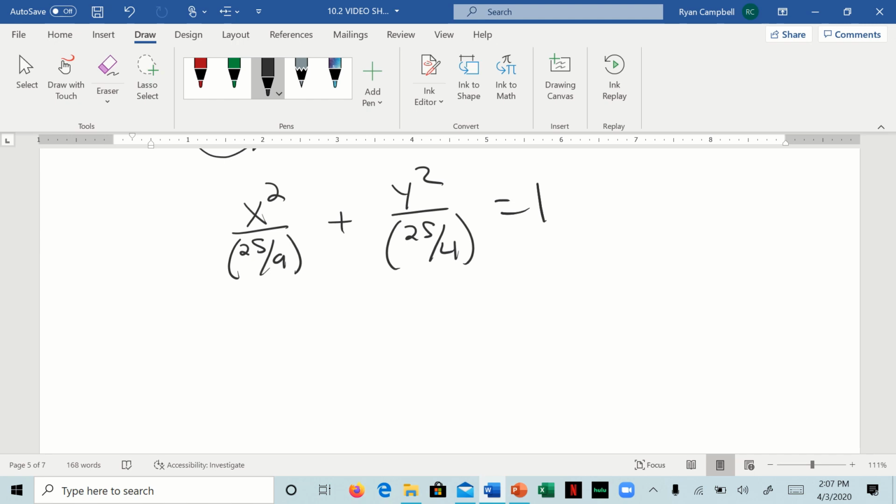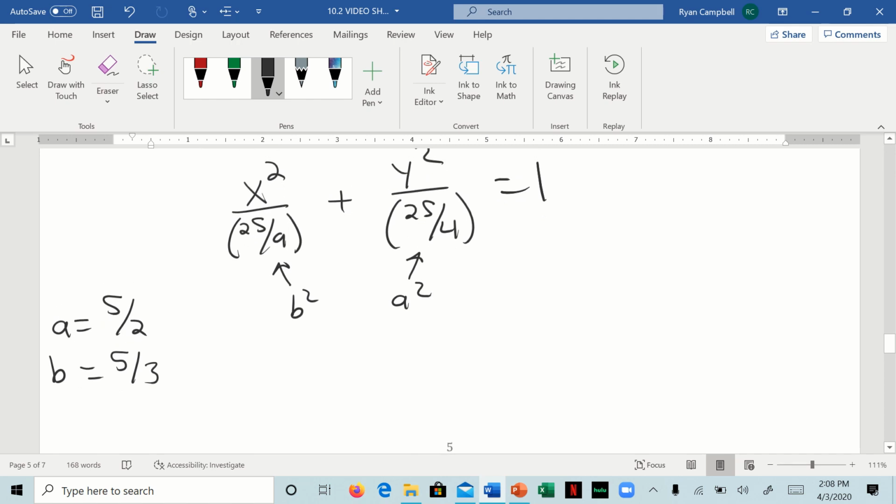All right. So we've got to ask ourselves, which one's bigger, 25 over 9 or 25 over 4? Hopefully we all see that the 25 over 4 is bigger, right? That's going to be cutting it up into bigger chunks, essentially. So we see that that's going to be the a squared. So a is the square root of that, which is 5 over 2. Likewise, b squared is going to be the 25 over 9, which means that b is 5/3.